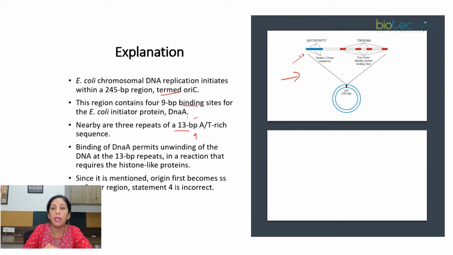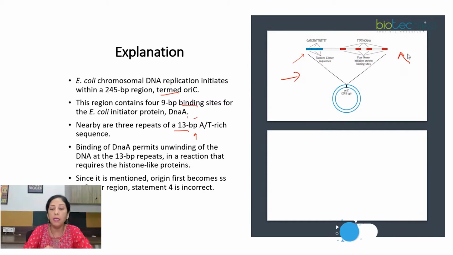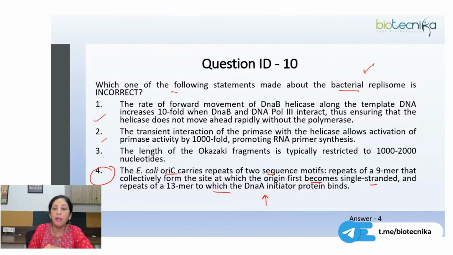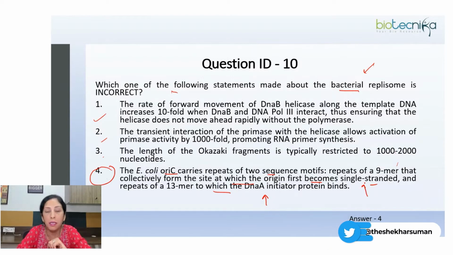Okay, so the ones which have been shown in blue color are 13 mer repeats, and similarly you can see four 9 mer repeats are present. So that is what has been mentioned in statement 4. However, they have mentioned that repeats of a 9 mer collectively form the site at which the origin becomes single stranded. Now that is incorrect, right?